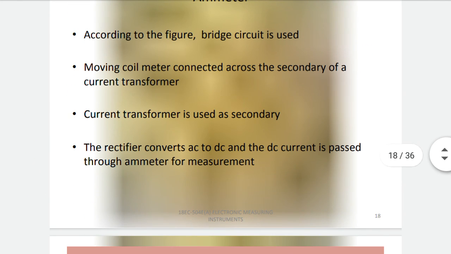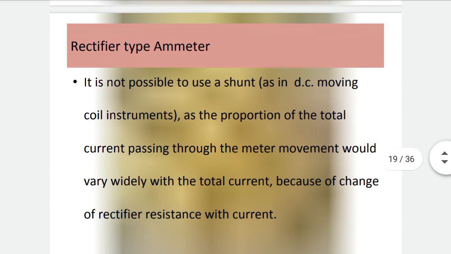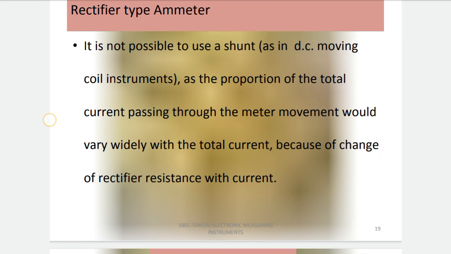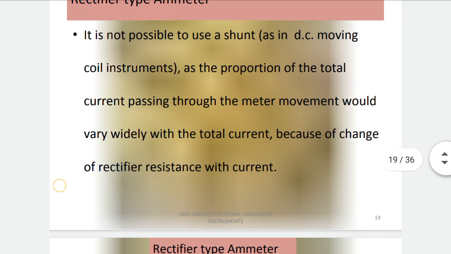The current transformer is used, and the rectifier converts the AC to DC, and the DC current is passed through the ammeter for measurement. Here, it is not possible to use a shunt as in DC moving coil instruments, as the portion of the total current passing through the meter movement would vary widely with the total current because of the change of rectifier resistance with the current.